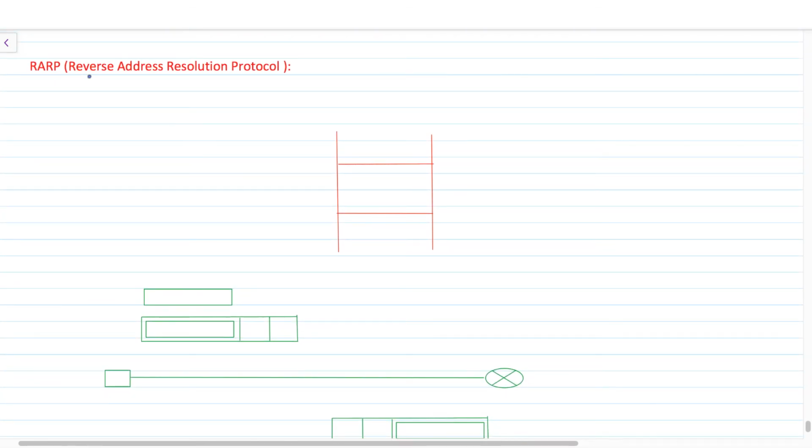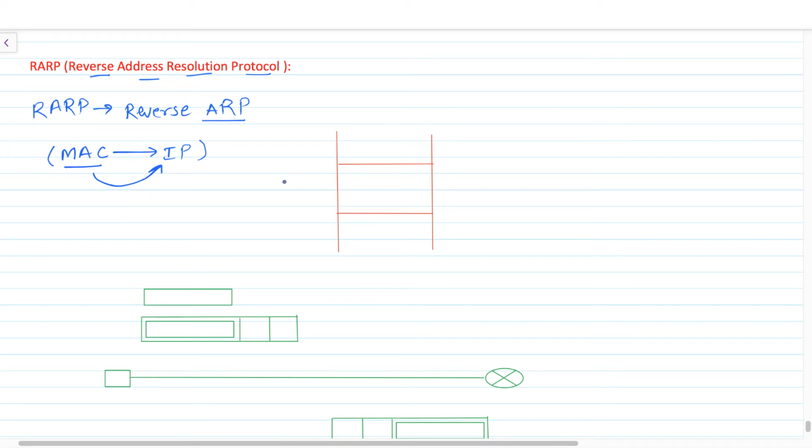RARP stands for Reverse Address Resolution Protocol. So we can understand RARP as a reverse of ARP. Reverse of ARP means RARP is used to get an IP address through its MAC address. Means knowing the MAC address, if we want to know the associated IP address, then this RARP is going to be used.